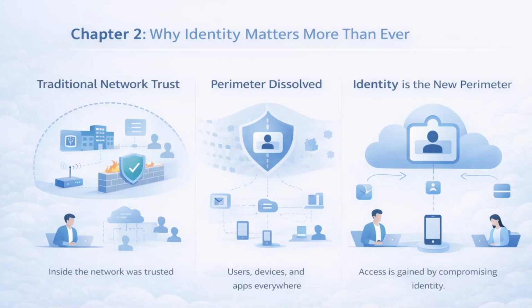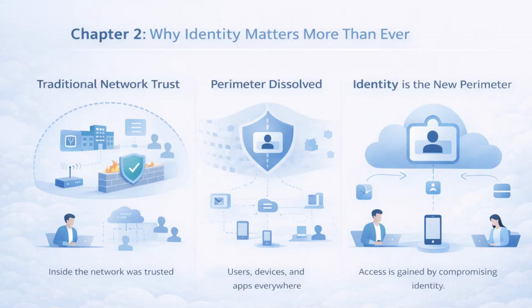At the same time, organizations face growing risks. Remote and hybrid work, cloud-based SaaS applications, bring your own device environments, and increasing identity-based attacks: phishing, credential theft, and token abuse. In this environment, the network perimeter has effectively disappeared. Attackers no longer need to breach a firewall. If they compromise an identity, they gain access. Identity has become the primary attack surface, and therefore, the primary defense.